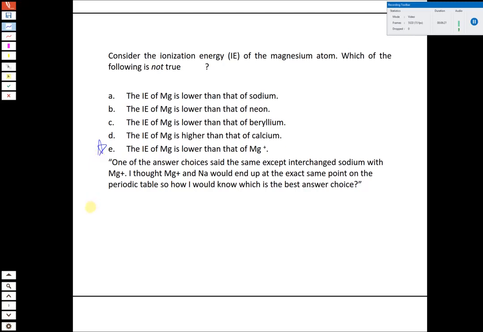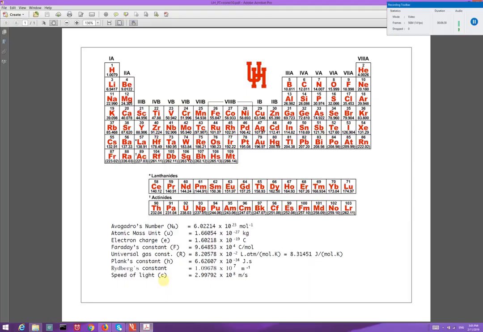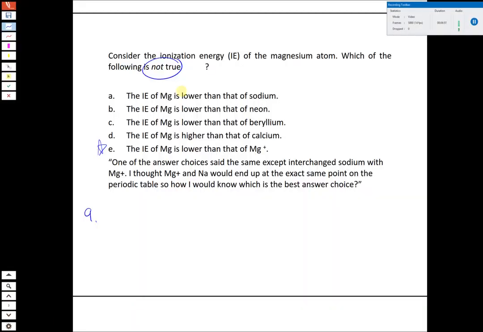So the first one here, A, we're looking for the statement that's not true. So the first one, A, the ionization energy of magnesium is lower than that of sodium. If we go to the periodic table and find magnesium and sodium, they're arranged left to right. Magnesium is to the right of sodium. It's in group 2, which has especially high ionization energies. So we would expect magnesium to have a higher ionization energy than sodium. And this statement here says that it's lower. So magnesium should be higher than sodium in ionization energy. So this statement is not true.